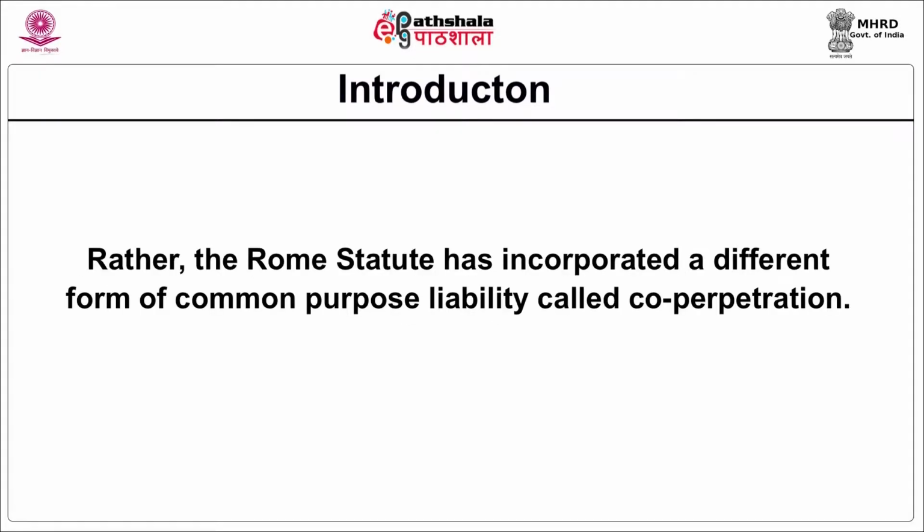Rather, the Rome Statute has incorporated a different form of common purpose liability called co-perpetration under Article 25, Clause 3, Subclause A. Indirect co-perpetration, Article 25, Clause 3, Subclause A, and other forms of common purpose liability, Article 25, Clause 3, Subclause D.